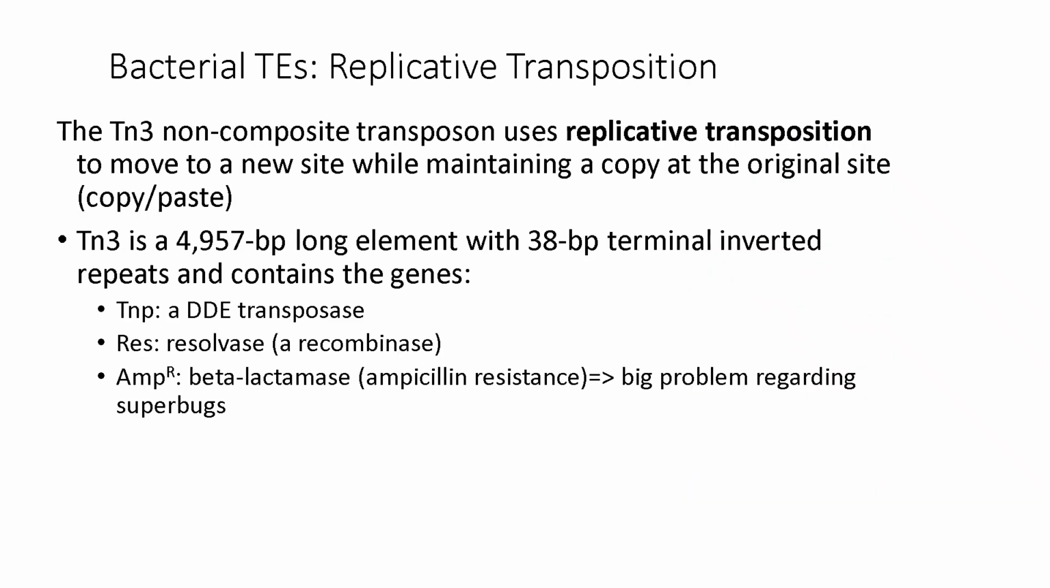Unlike Tn5, the Tn3 transposon uses a replicative mechanism, meaning it copies itself to a new site while leaving the original copy behind. Tn3 is a 4,957 base pair element with 38 base pair inverted repeats and contains the tnpA transposase, the resolvase, and an ampicillin resistance gene. This gene combination is especially concerning in the spread of antibiotic resistance.